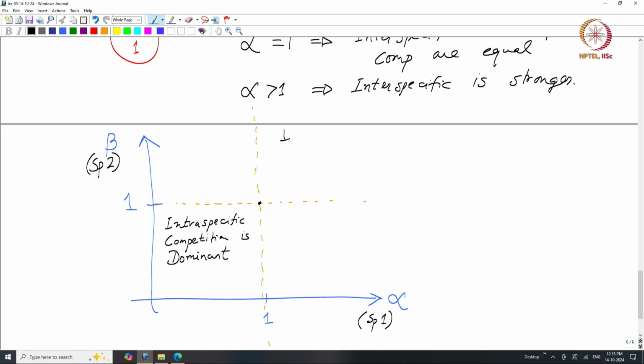In this case, the interspecific competition is dominant for both species.